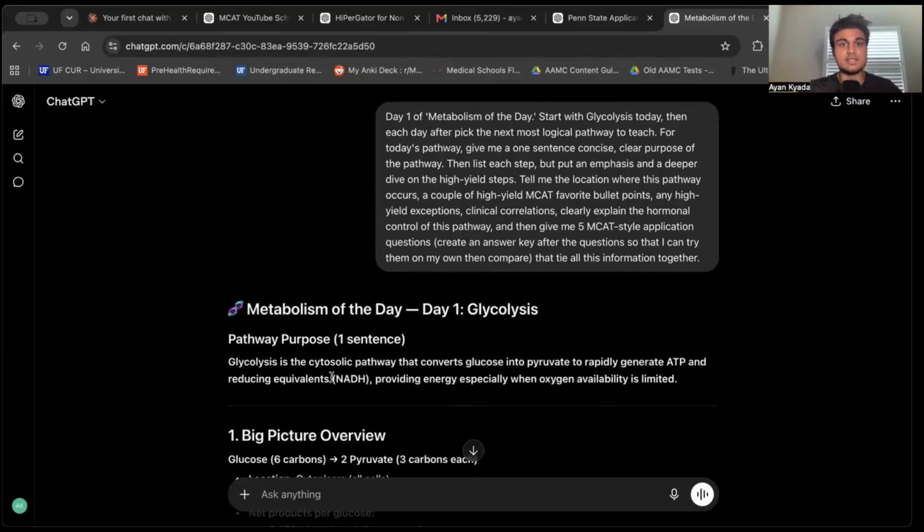At the end of each step, you're asking one question. How does it contribute to the goal of producing pyruvate, ATP, and NADH? And what that does is it makes the information a lot more digestible because now you're not trying to randomly memorize 10 steps. You're asking a specific question. How is the overall goal achieved?